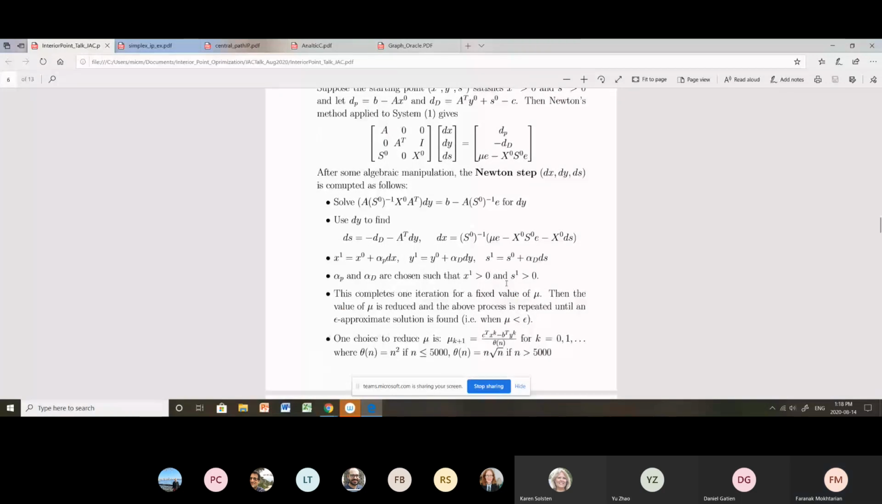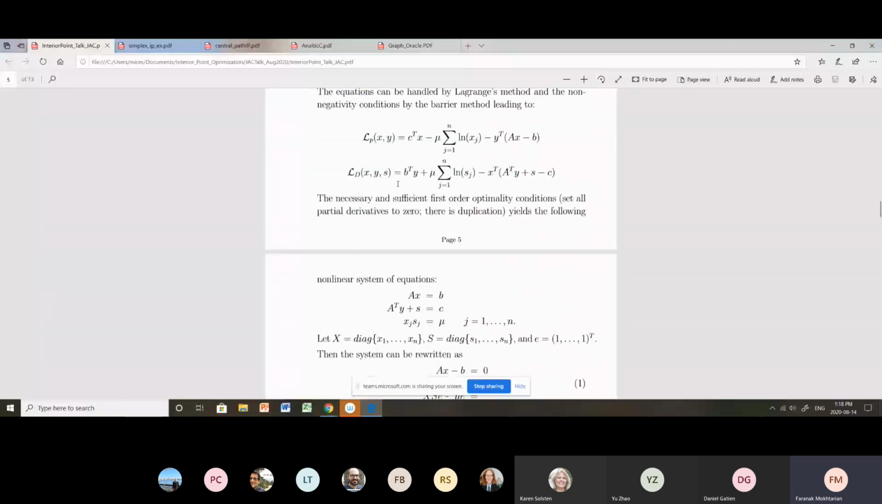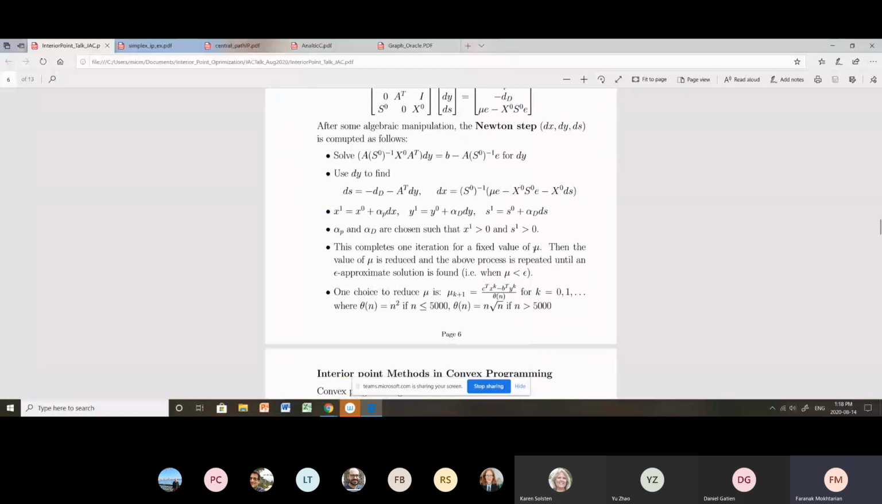The next thing is to reduce the barrier parameter mu, because we try to minimize the primal barrier, the Lagrangian, or maximize the dual Lagrangian. So we need to reduce the barrier parameter mu, and it has to be reduced wisely so that the algorithm converges in polynomial time. One way to choose that is to reduce it like this, because this is based on the duality gap between the primal and dual. And it's been successful. It leads to polynomial time convergence.